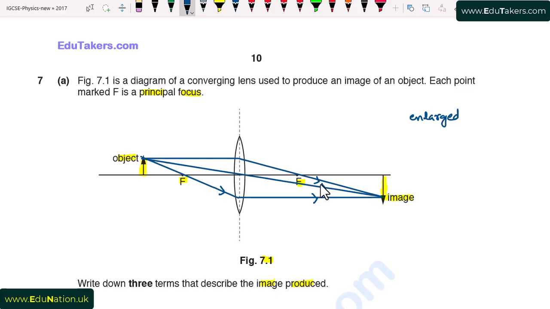Second thing is that this image is real as it is focused at a single point, and it can be projected on the screen. So it is real. And this image is also inverted because you can see here that the object is upward while the image is in downward direction. So it is also inverted. So these are the properties of the image.